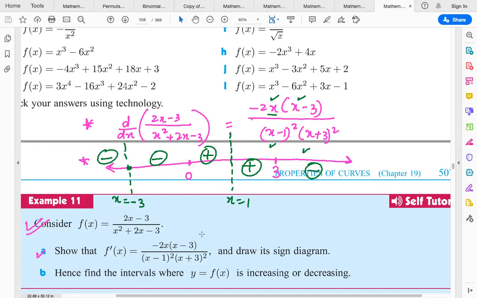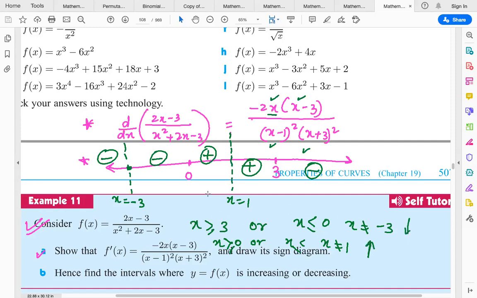So you can see that the function is decreasing for x more than or equal to 3, or x less than or equal to 0, but x should not be negative 3, because at negative 3 the function is undefined. And for it to be increasing, x is more than 0 and less than 3, but x should not be 1. And for decreasing, it is in this interval.